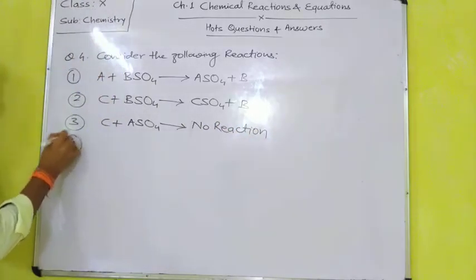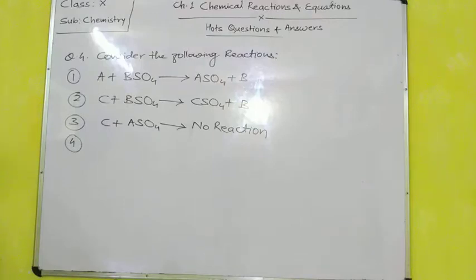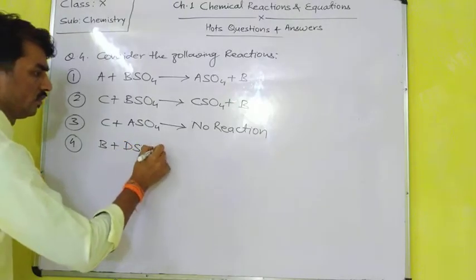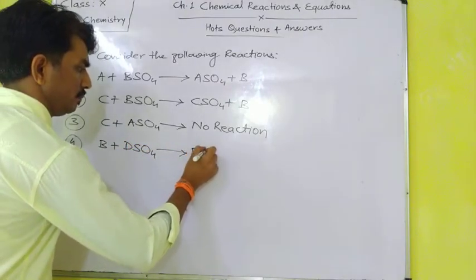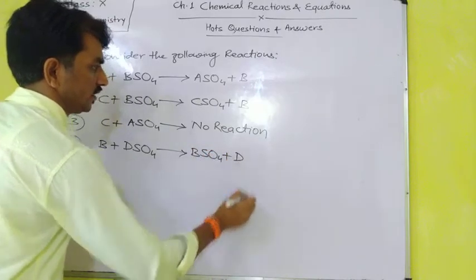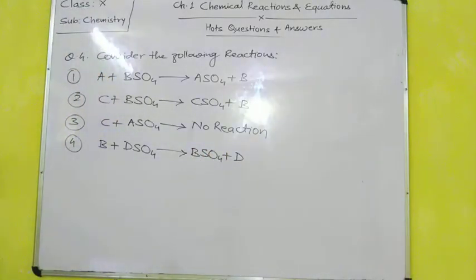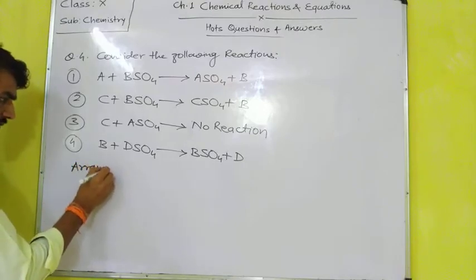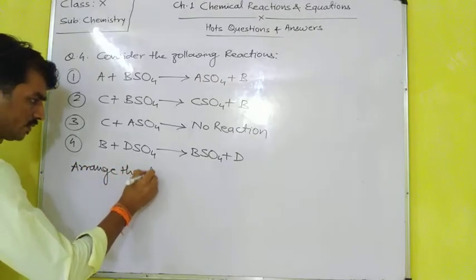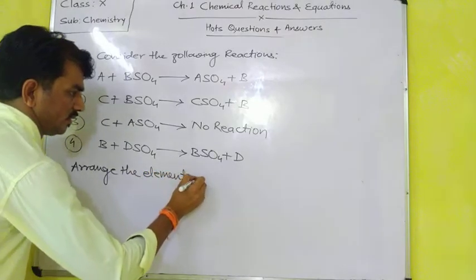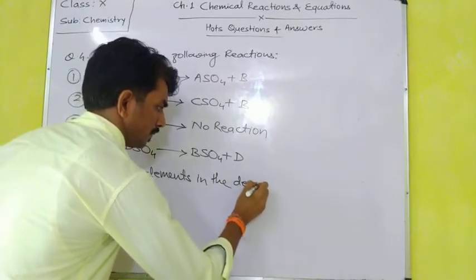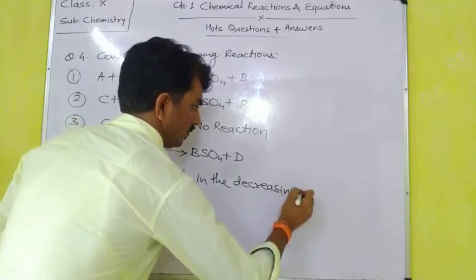And the fourth one: B plus DSO4 forms BSO4 plus D. The question is asking: arrange the elements A, B, C, D in the decreasing order of reactivity.